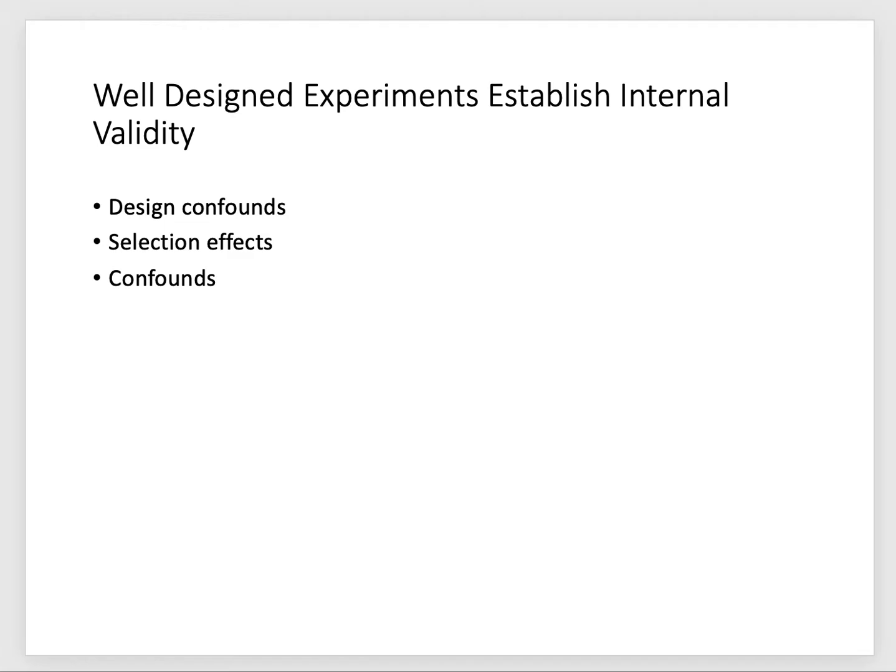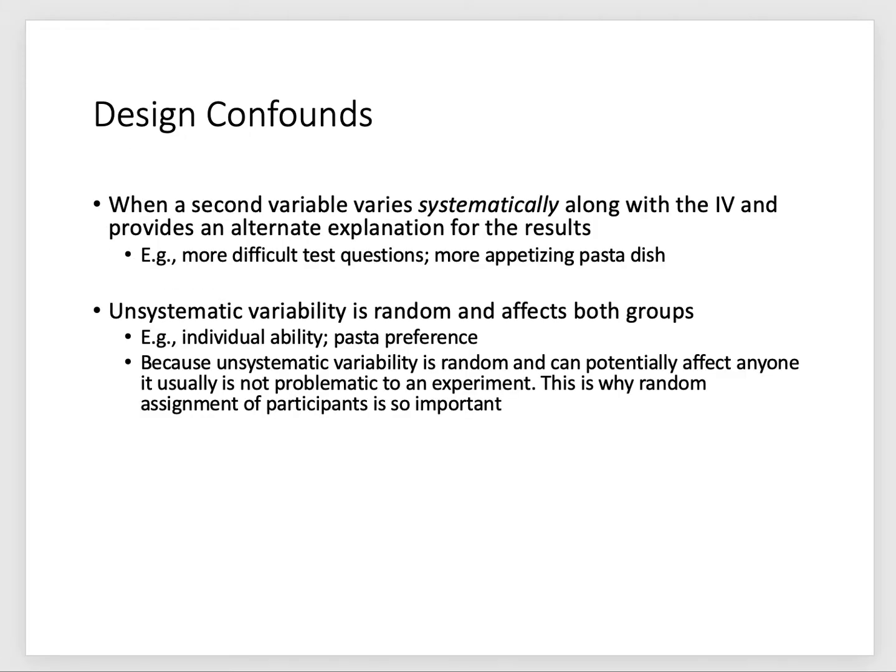All right, well-designed experiments can establish internal validity. The biggest threats to this that we have to be aware of, things like design confounds, selection effects, and just confounds in general, can threaten internal validity, even in an experiment. All right, so design confounds are when there's a second variable that systematically varies along with the independent variable and can provide an alternative explanation for the results.